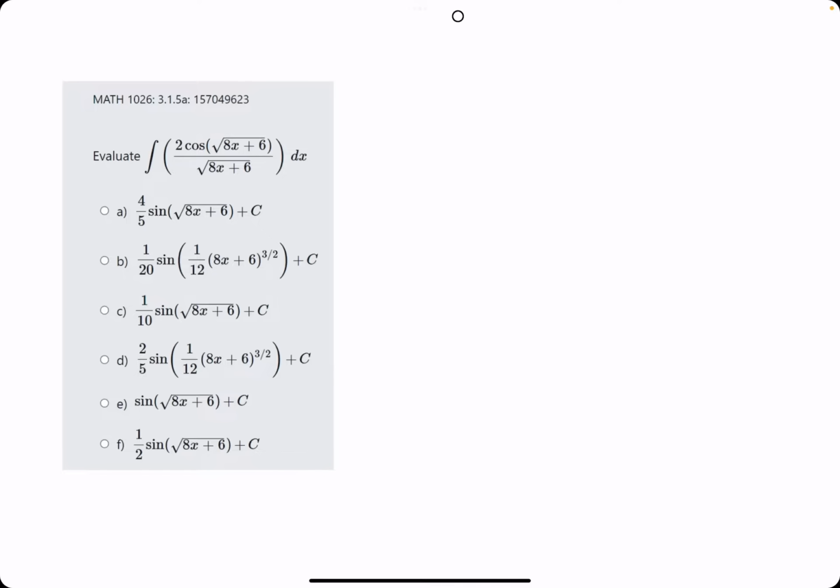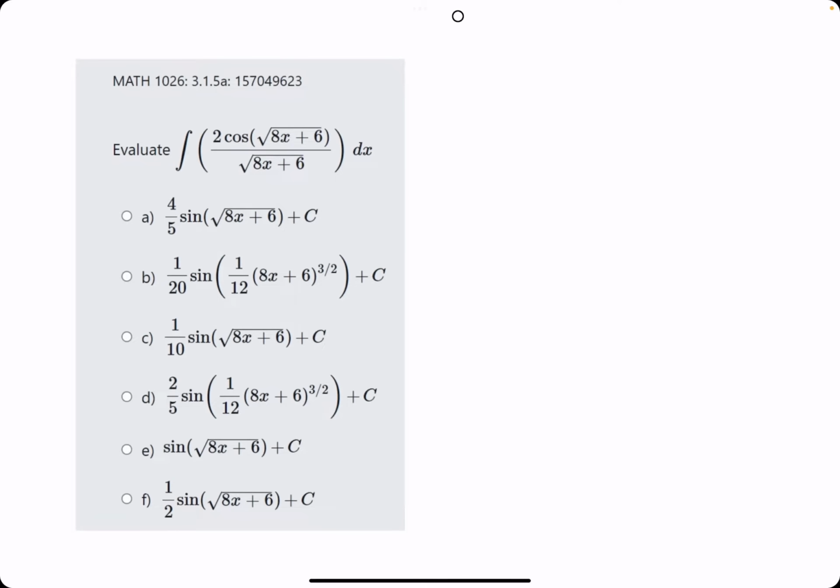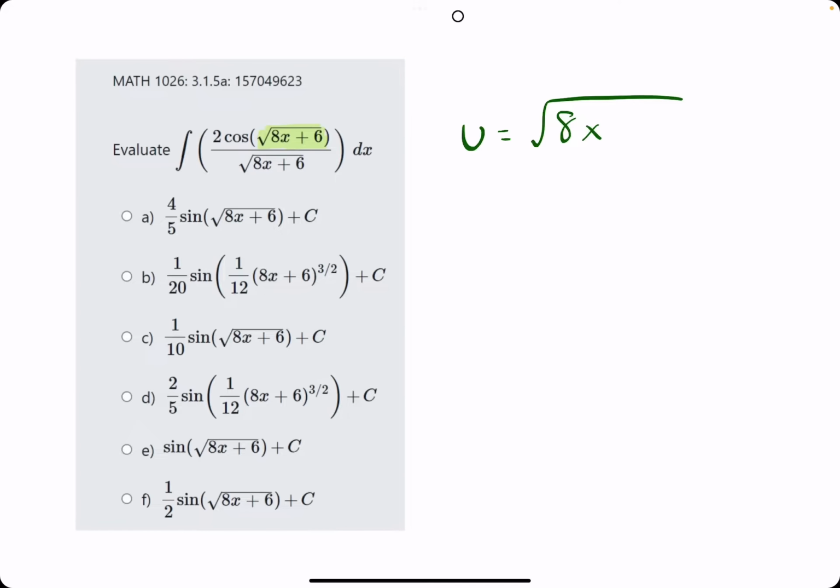We are evaluating this integral, and we want to use U-substitution. So we want to first identify our U. It should be inside parentheses typically, and it should be acted upon by some outer function. And so in this case, we will pick the square root of 8x plus 6 as our U. So the U will be the entire square root of 8x plus 6.